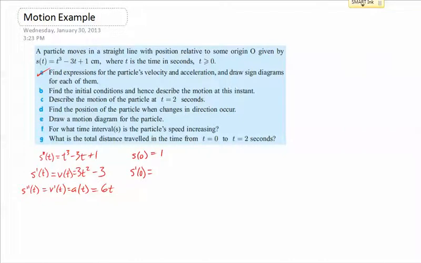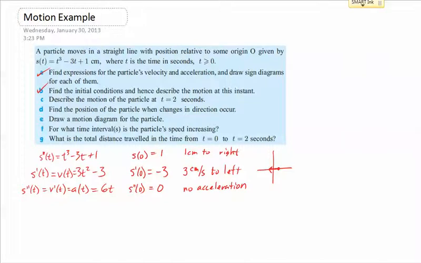All right, then I'm going to do s prime of 0, or the velocity. When I put that 0 in, I'm going to get negative 3, which means I'm moving 3 centimeters per second to the left. So I'm 1 centimeter to the right, moving at a rate of 3 centimeters per second to the left. And if I look at the second derivative and put 0 in for that, I find that at this point there is no acceleration. And so all I know is that I'm 1 centimeter to the right, and I am moving at 3 centimeters per second to the left, not speeding up or slowing down at this instant.